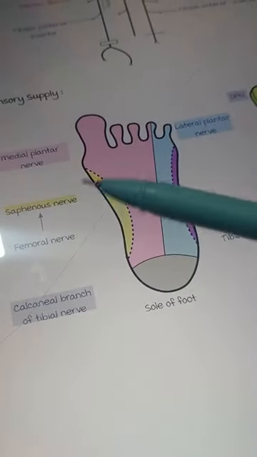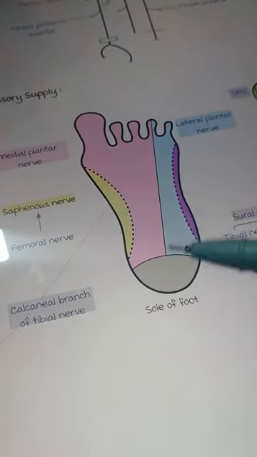Correct. This tibial nerve was getting divided into lateral plantar and medial plantar. So these two parts will get anesthetized. Next.